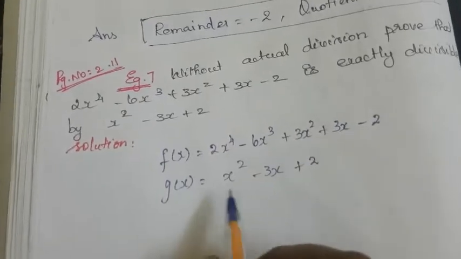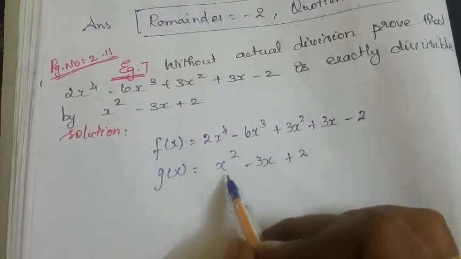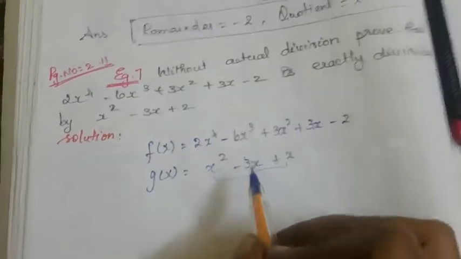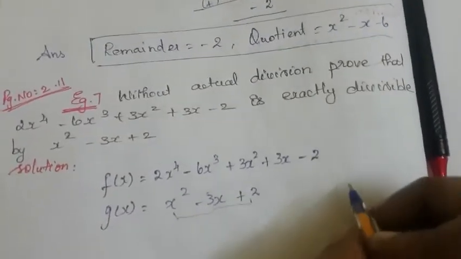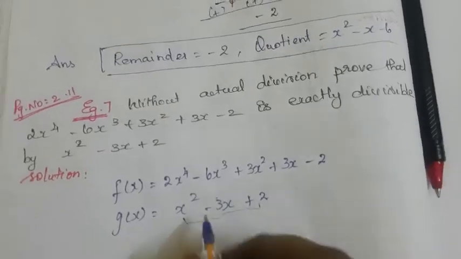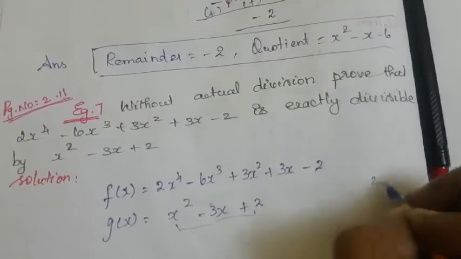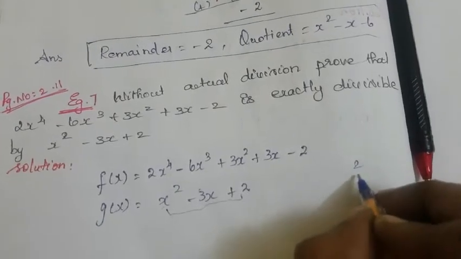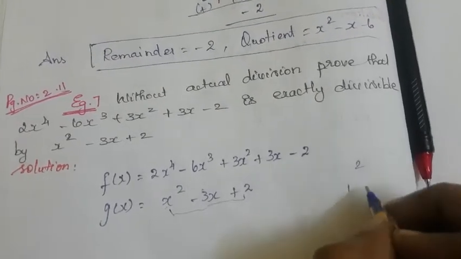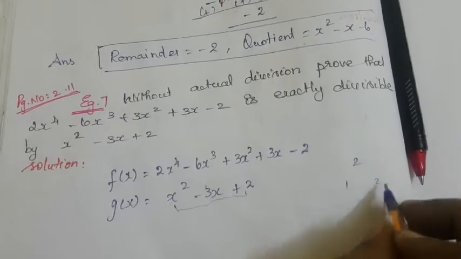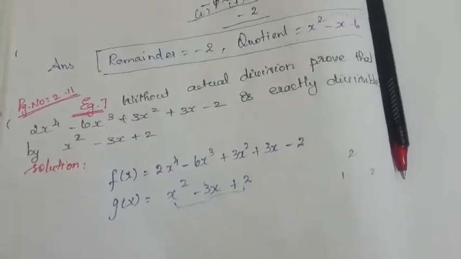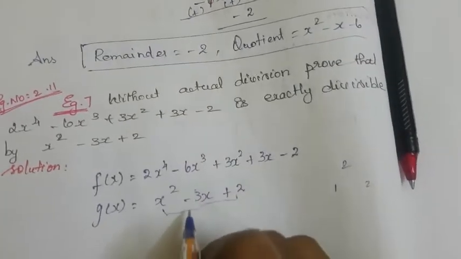So by splitting the middle term, how will we do it? We will find out the factors, right? So the product is 2 and the sum should be minus 3. So what are the factors we will get? 1 and 2. If you add 1 and 2, definitely you will get 3. But here it is minus. When you are adding, you are getting minus. When you are multiplying, you are getting plus.